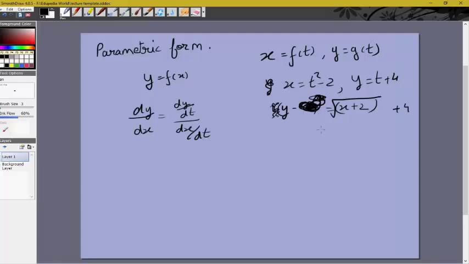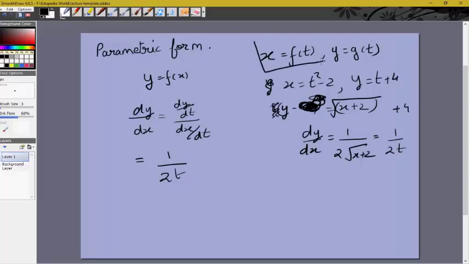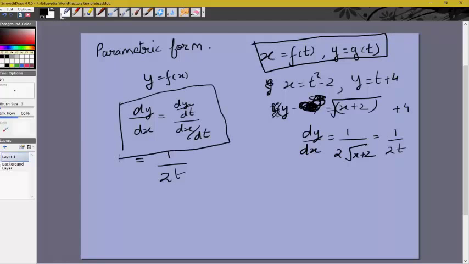So for example, in this case, what is dy by dx? If we were to get it from here, 4 will not have a derivative, root of x plus 2 will give us 1 by 2 root of x plus 2. What does this turn out to be? x plus 2 is t squared, root of that is t, so it is 1 by 2t. But we can get that from this formula. What is dy by dt? dy by dt is 1. And what is dx by dt? It's 2t. Right. So when you have this instead of y is equal to f of x, you can either eliminate t to get y as a function of x and then differentiate, or you can simply use this formula and differentiate. In both cases, you will get the same final answer.